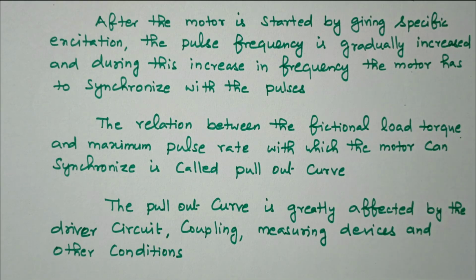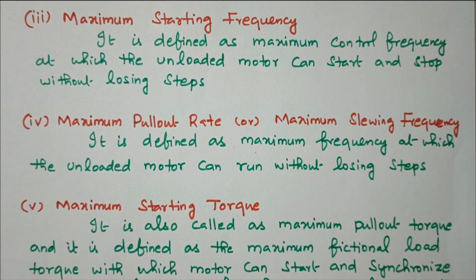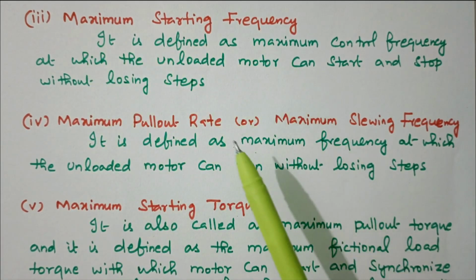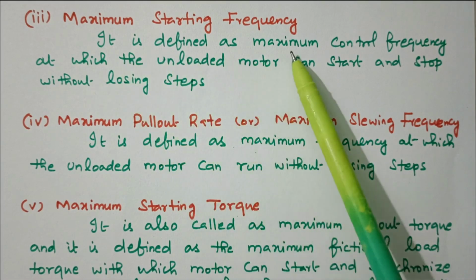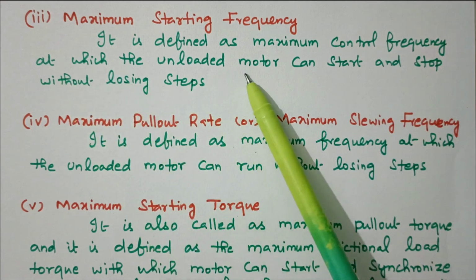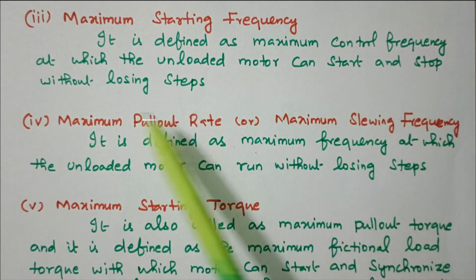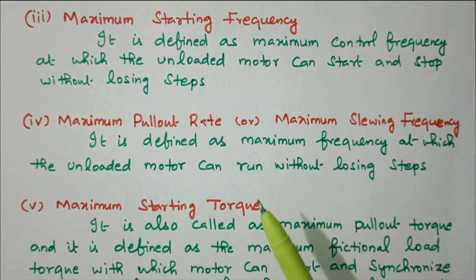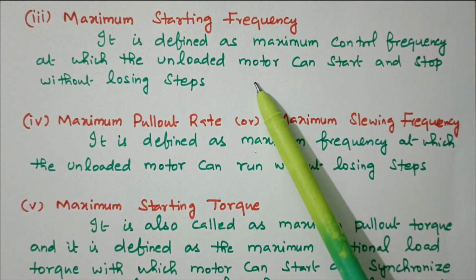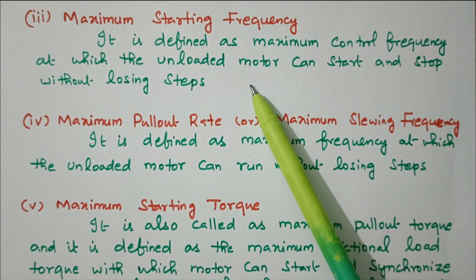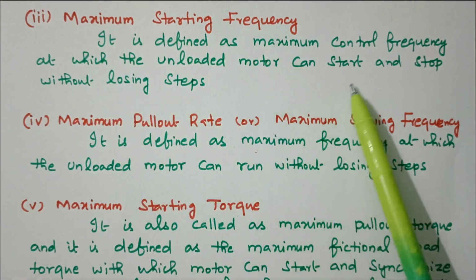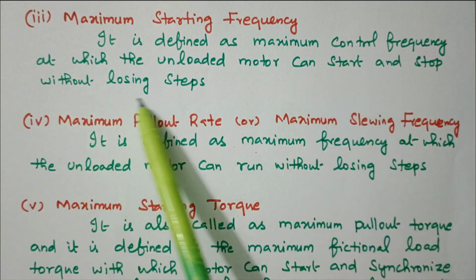Now we'll see the other two parameters. The next parameter is maximum starting frequency. It is defined as the maximum control frequency at which the unloaded motor can start and stop without losing a step. It corresponds to the pull-in torque curve; where it cuts the x-axis, that frequency is the maximum starting frequency. So there is no losing of steps.